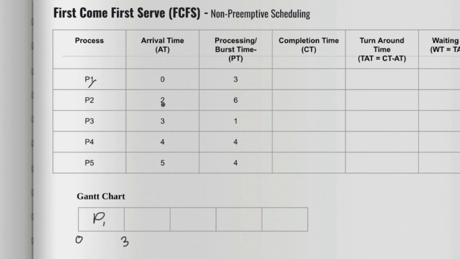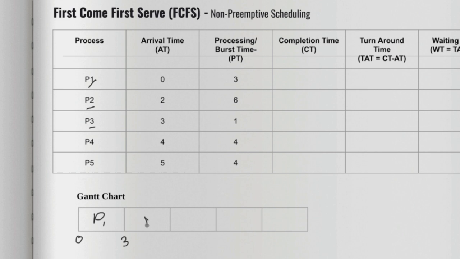At the time interval 3, we have 2 processes, P2 and P3, because the arrival time of P2 is 2 and the arrival time of P3 is 3. Now, how would we decide which one to execute first? Since it's a first come, first serve scheduling algorithm, whichever process came first will be executed first. Since P2 came first, and P3 came later, P2 will be executed first.